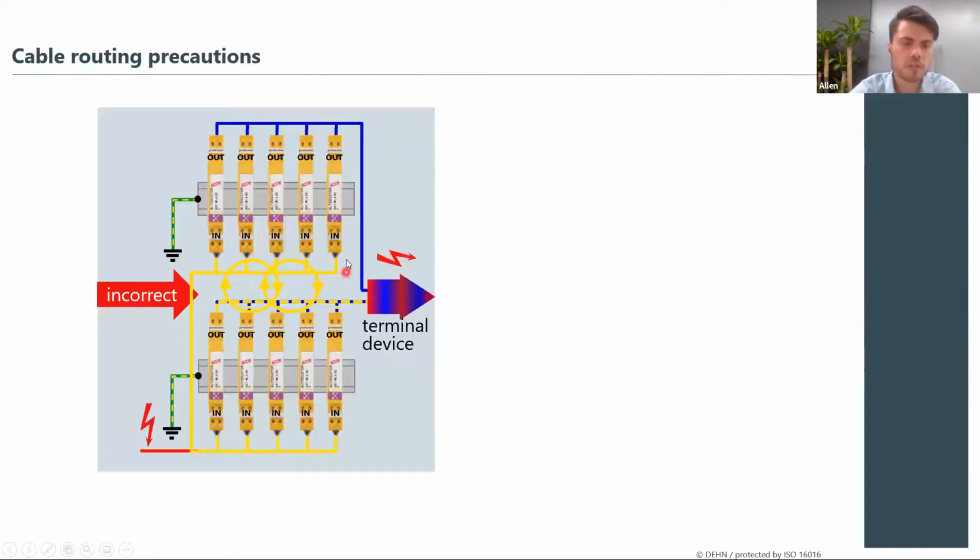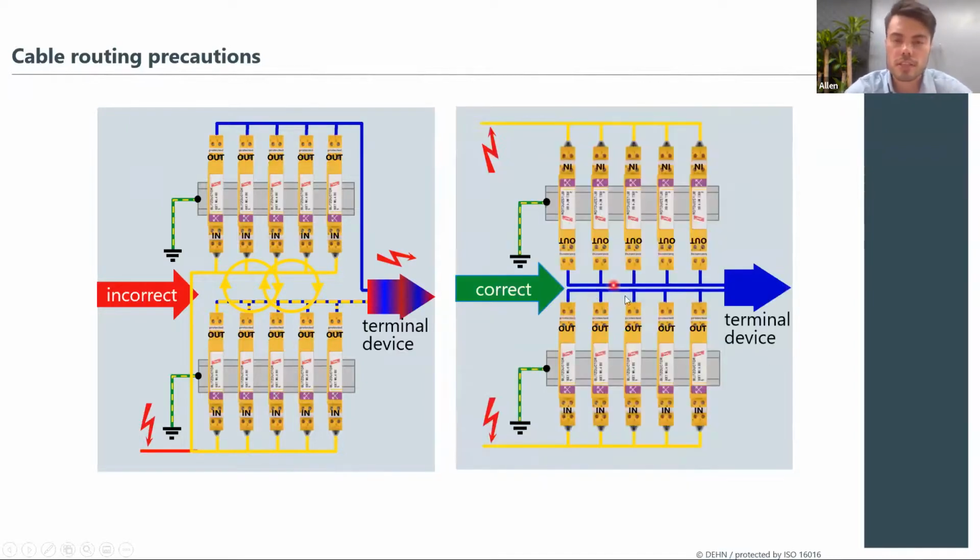To give you an example of a typical installation, you have your Blitzductors installed in a cabinet. If you wire your unprotected sides together with your protected sides, you cause induction loops, so the fault current actually goes onto your clean ends to your terminal device. The correct way of installing this is to install all the cables, or all the clean sides, next to each other.